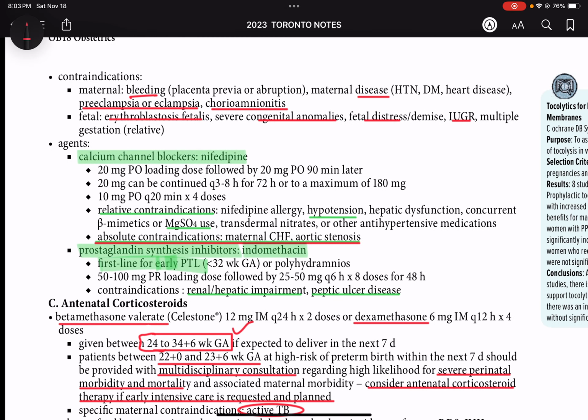How do you do the tocolysis? How do you suppress it? Calcium channel blockers like nifedipine, or prostaglandin synthesis inhibitors like indomethacin. Nifedipine has some relative contraindications if the patient has allergy, is hypotensive, has any liver problems, or is using magnesium sulfate concurrently, because we do use magnesium sulfate for neuroprotection in preterm labor. So if they're using it concurrently, then you shouldn't be using nifedipine.